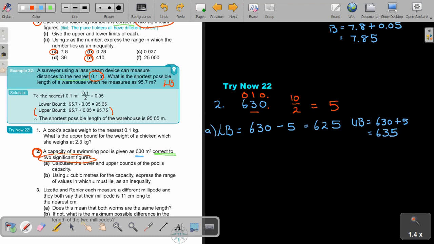Okay, find the upper and the lower. Remember, using x and cubic to express the range. So x, remember, equal, no equal, lower bound here, upper bound here. And that's your final answer.